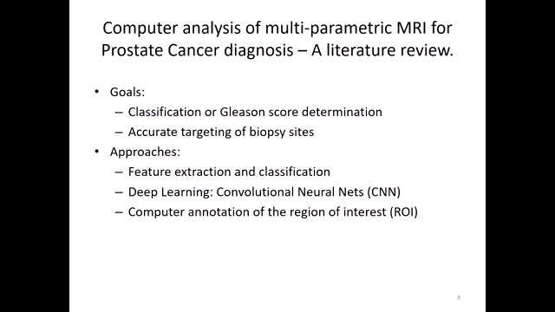And several approaches are used. The first is feature extraction and classification, which as we saw on the first slide is the area I'm going to look at. The second image analysis part is deep learning using convolutional neural nets. And then some studies will go in and actually try to use computer annotation of the region of interest. So the computer will go in and segment the image and try to point out what is a region of interest, then analyze is it malignant or benign. Very few do this. Most of the papers that you will read actually use radiologist annotated regions of interest and then start from there.